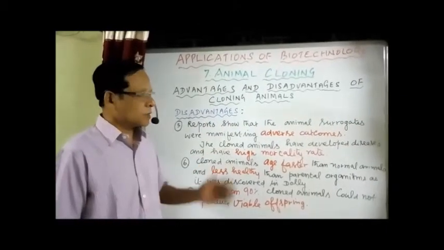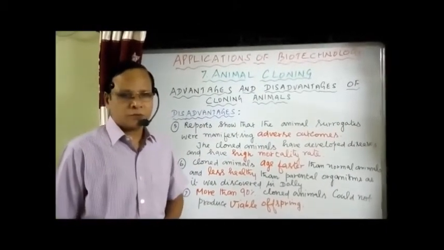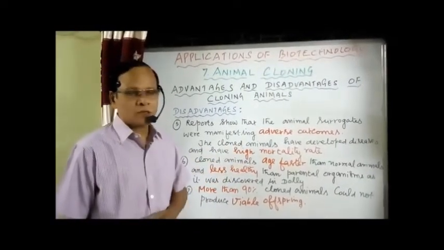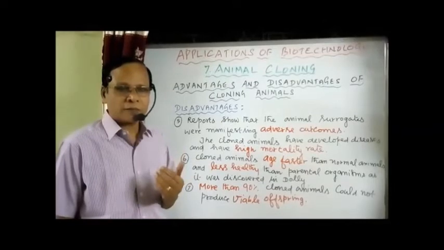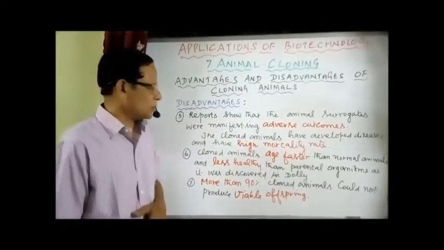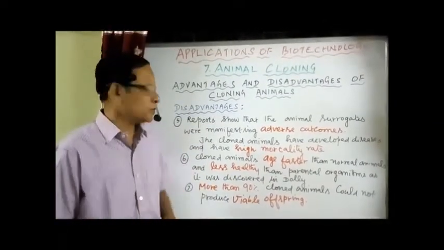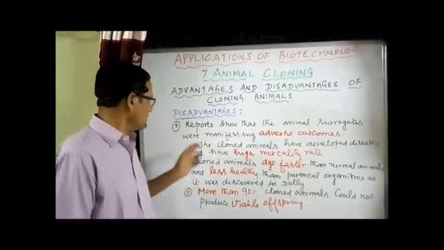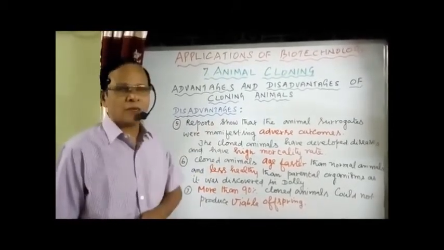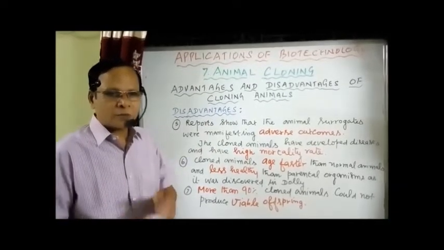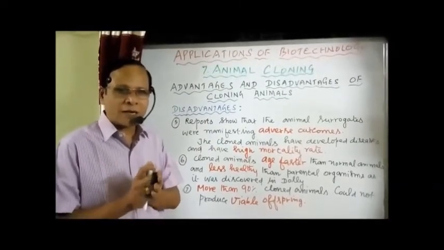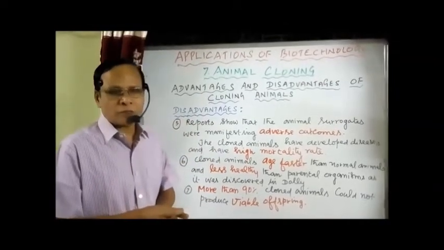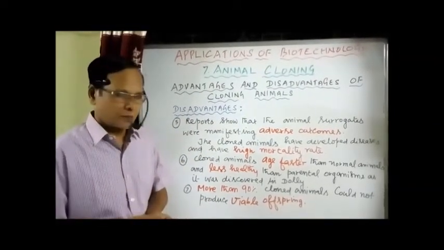Now the next disadvantage, based on the reports, concerns the animal surrogates. Normally a surrogate is an animal bearing the embryo of another individual on behalf of another individual. Reports show that the animal surrogates normally manifest adverse outcomes. Some abnormal outcomes resulted after we developed the individuals by the cloning method using surrogate mothers.